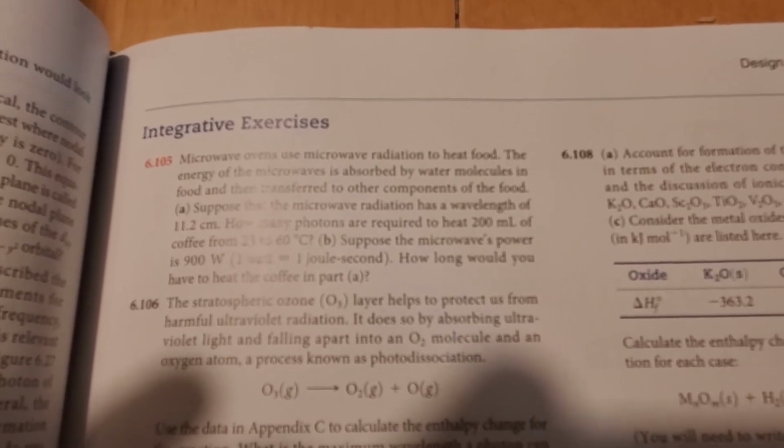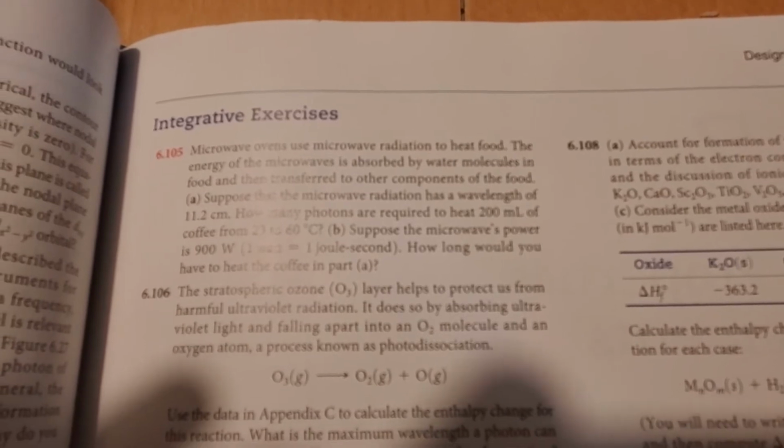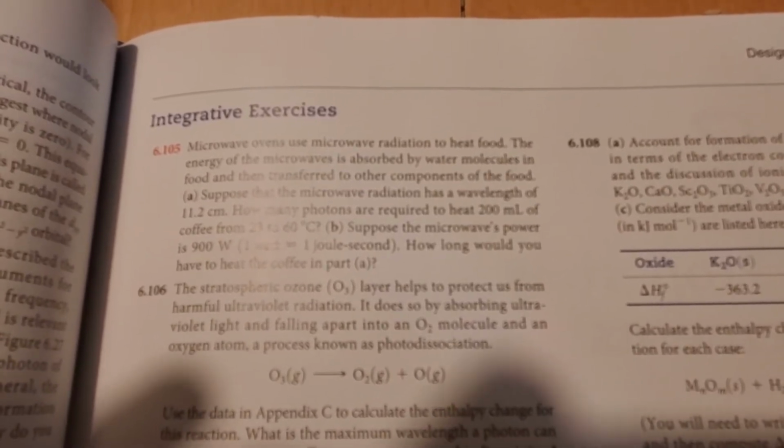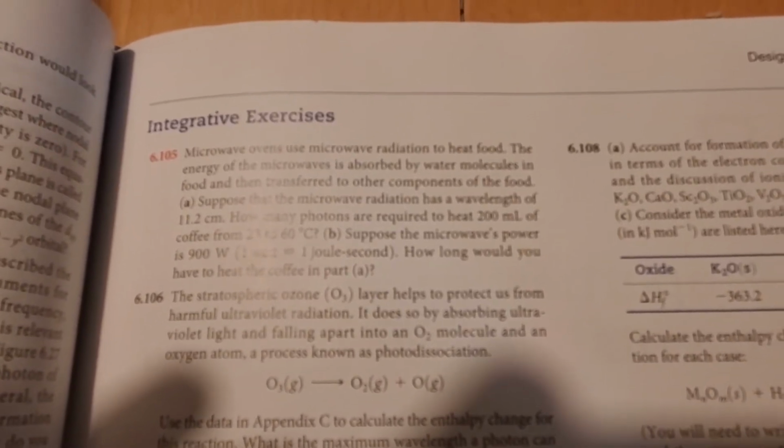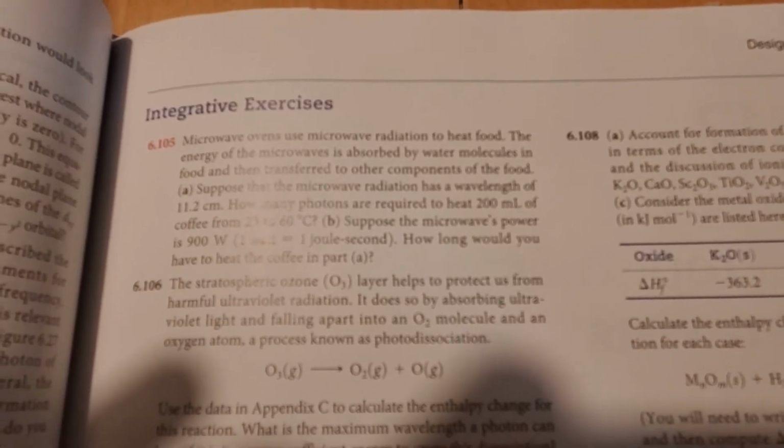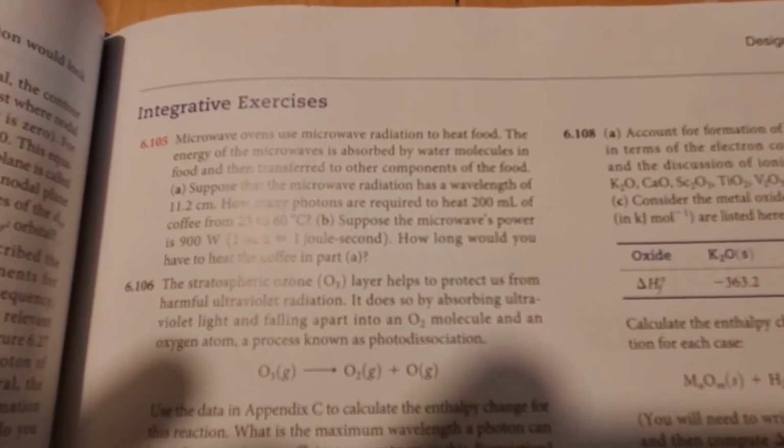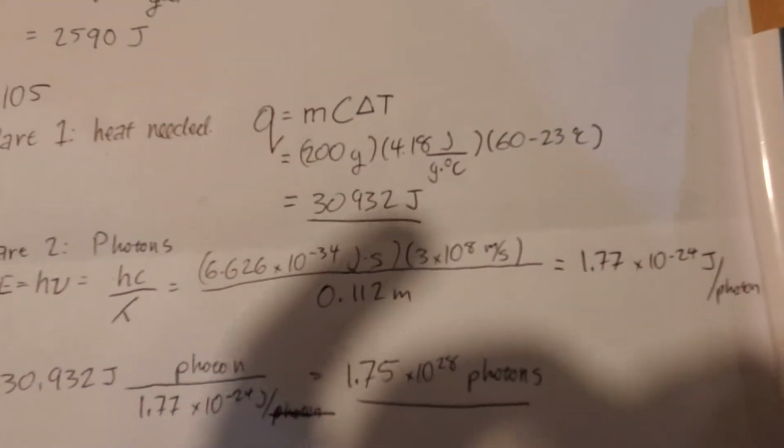So it wants to know how many photons will be required to heat 200 milliliters of coffee from 23 degrees Celsius to 60 degrees Celsius. So the first part is we've got to figure out how much energy is going to be needed to do that. And that is a fairly standard thermochemistry problem. So let's come on over here.